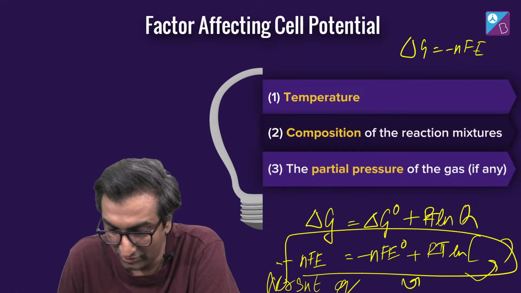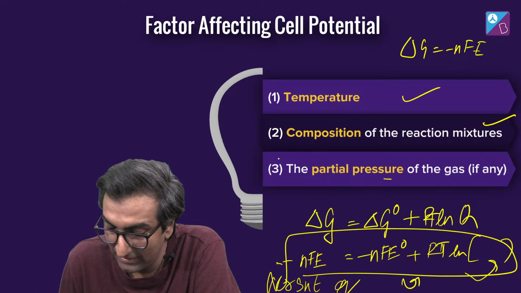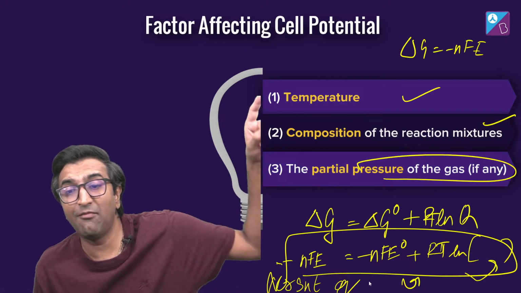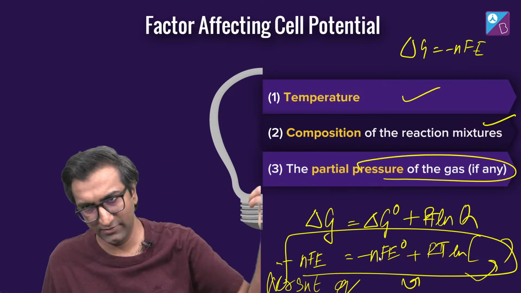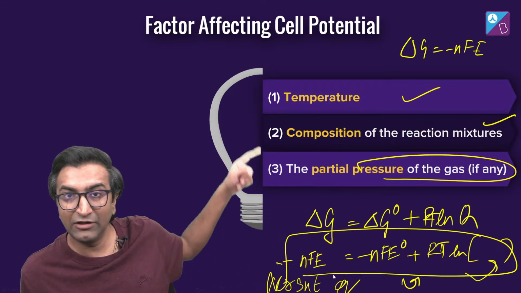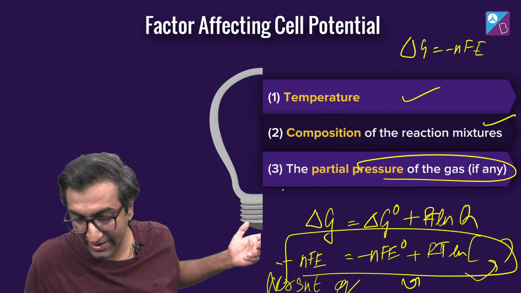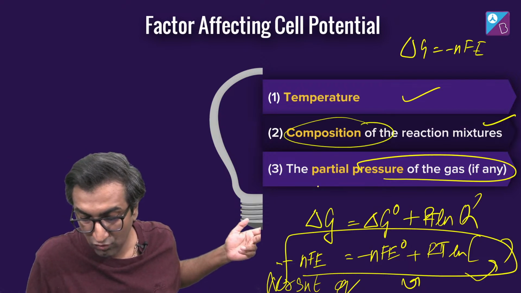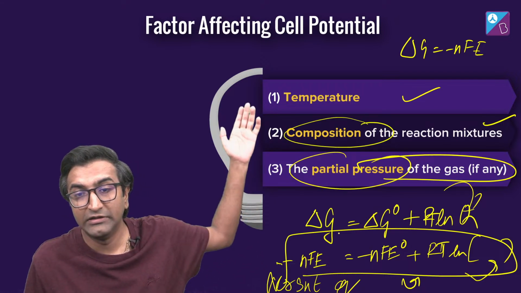Nernst equation depends on temperature, composition of reaction mixture, partial pressure of gas or any. How did I come up with these 3 points? 1, experiment. 2, I've shown you the math. इस मैथ में देखो ये तीनों चीजें हैं. टेम्परेचर तो डायरेक्टली दिख रहा है. Composition of reaction mixture is in Q. Partial pressure also is in Q. This is how you remember it.